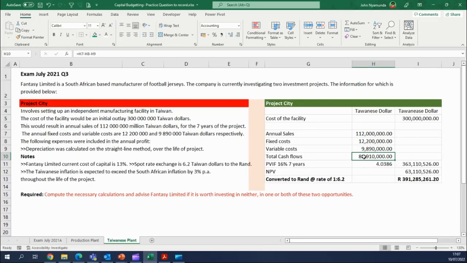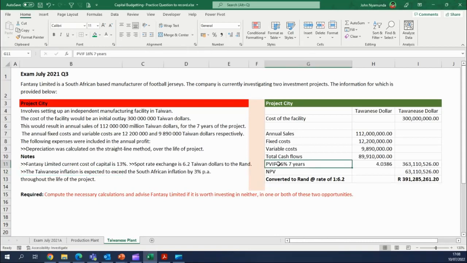Which gives us 89.91 million. Now let's look at something a little bit new. You're told Fantasy Limited's current cost of capital is 13%. The spot rate, let's not worry about that for now. The Taiwanese inflation is expected to exceed the South African inflation by 3%. So the Taiwanese inflation is higher than the South African inflation. You then say 13%, the current cost of capital, plus the 3% which comes from excess inflation, which gives you 16%.